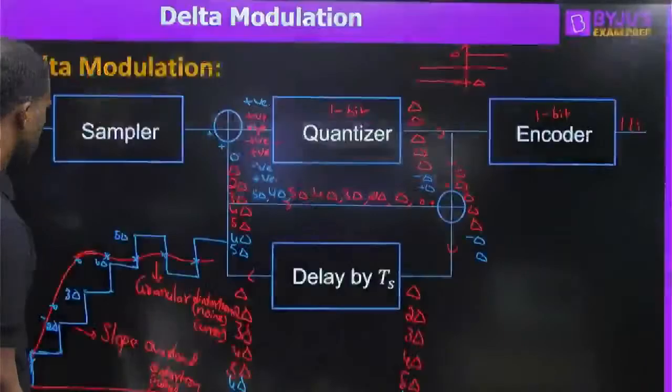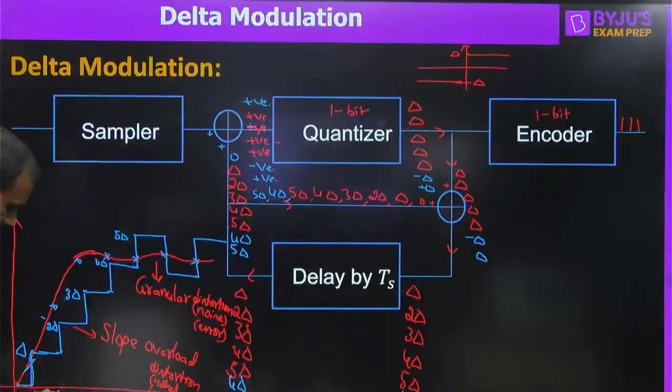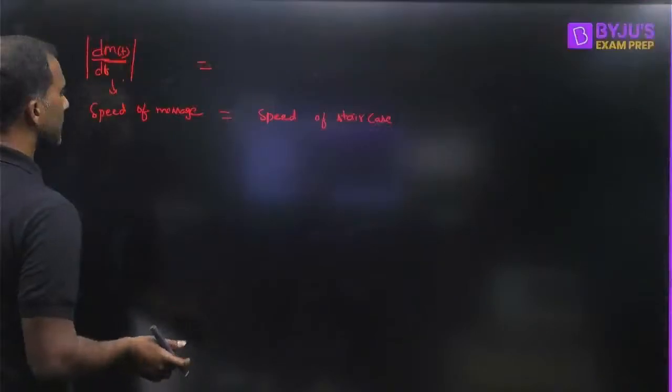Speed of the staircase: within TS seconds, it can increase by delta. Every TS seconds, it can increase by delta or decrease by delta. The time taken to increase by delta is TS seconds. It's not continuously increasing. It is increasing only at certain points, but still, every TS seconds only, it can increase by delta. In less than that time it's not possible, or greater than that time also not possible. Exactly every TS seconds, on an average, it can increase by delta. Keep that in mind.